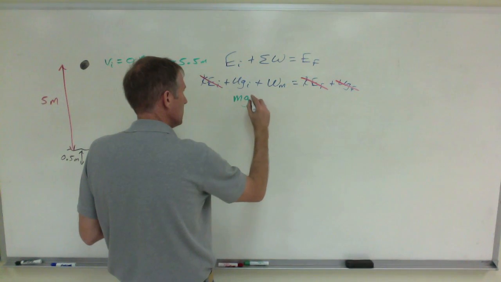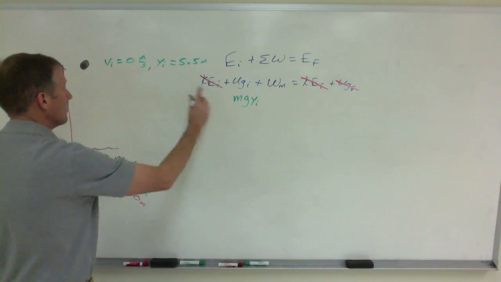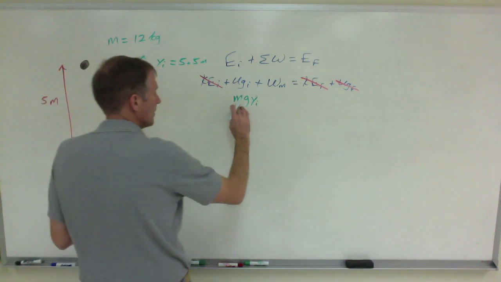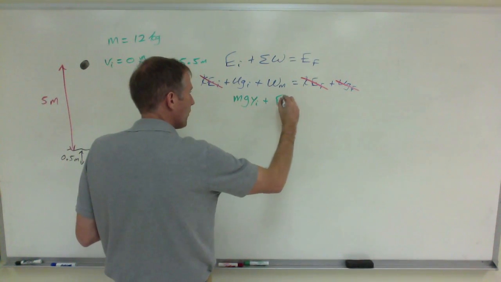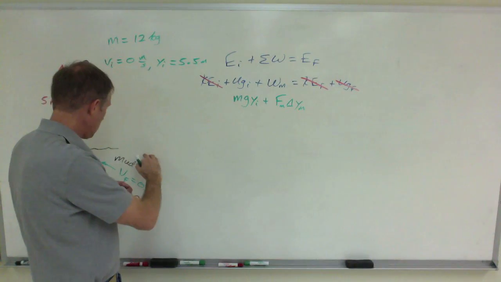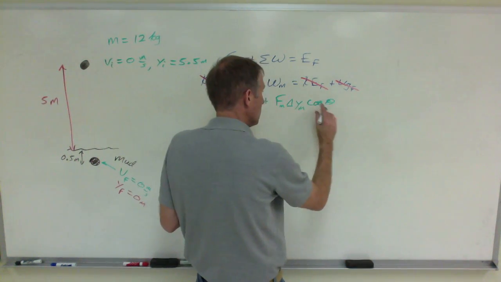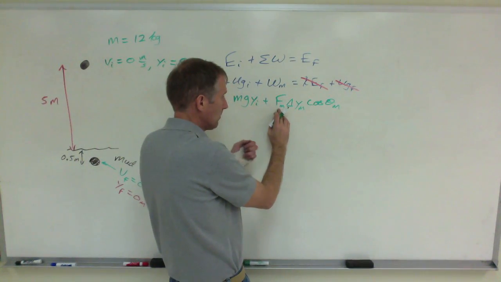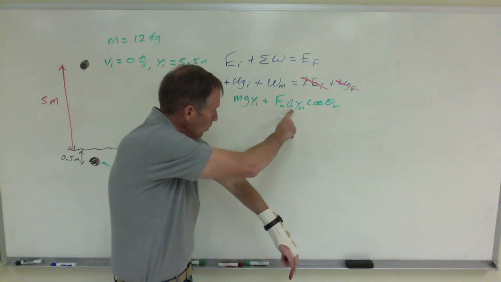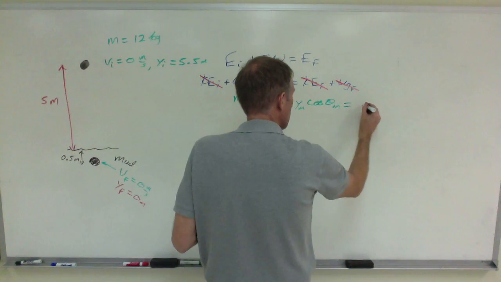Potential energy, M times G times YI, which again is going to be 5.5 meters. Oh, the mass of the bowling ball, sorry, is 12 kilograms. Plus the work done by the mud, which is the force of the mud, Fm, times the delta Y, that's the displacement as it goes through the mud, which is half a meter, times the cosine of the angle between the force of the mud acting up on it and its displacement as it goes down. That's going to be 180 degrees because it's traveling down. The mud acts against it to stop it. So there's a 180 degree difference there. And that's going to equal 0.